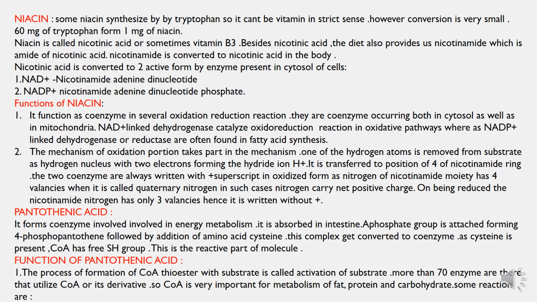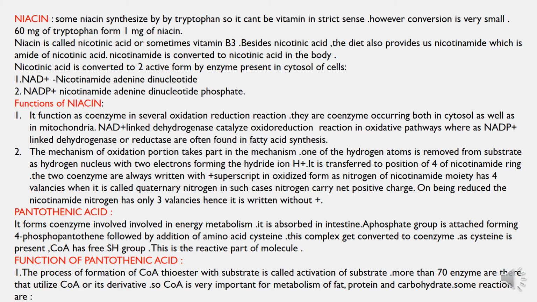Now, next is niacin. Some niacin is synthesized from tryptophan, so it can't be a vitamin in the strict sense. However, the conversion is very small. 60 mg of tryptophan forms 1 mg of niacin. Niacin is called nicotinic acid or sometimes vitamin B3. Besides nicotinic acid, the diet also provides us nicotinamide, which is the amide of nicotinic acid.